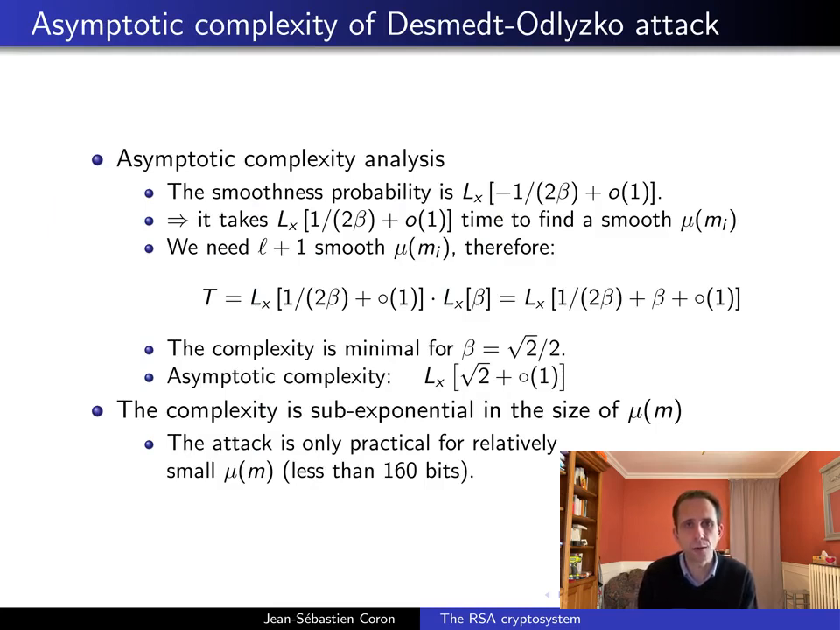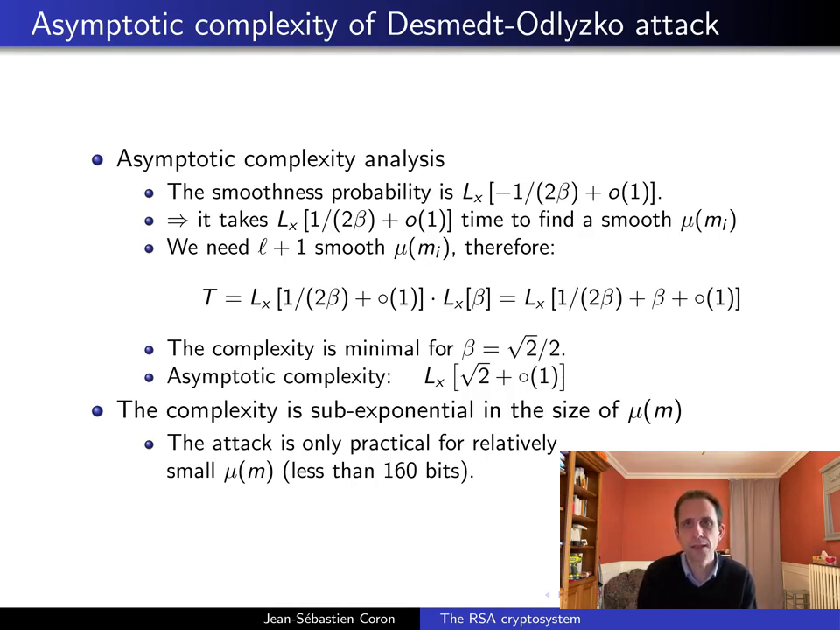So the complexity. I'm going to describe the asymptotic complexity analysis of the Desmet-Odisco attack. As we have seen, the smoothness probability is Lx of minus 1 over 2 beta plus something negligible. So this means that to obtain a single smooth mu of mi, so a single message mi for which the encoding mu of mi is smooth, it's going to take Lx of 1 over 2 beta plus something negligible time. So this is the inverse of the previous probability.